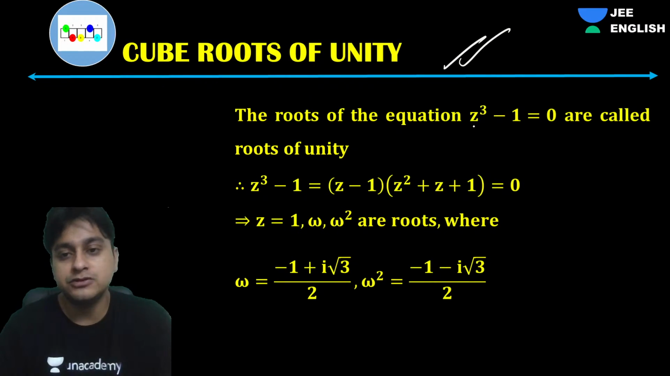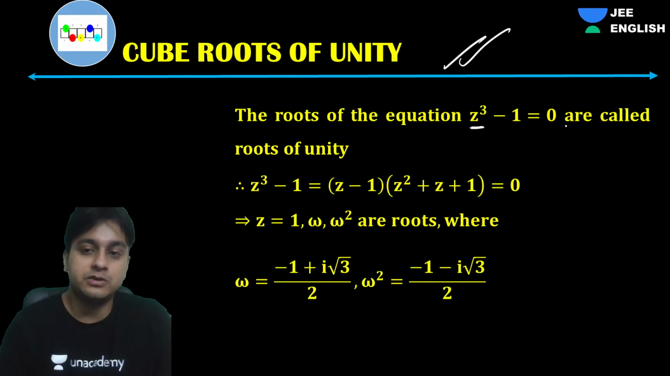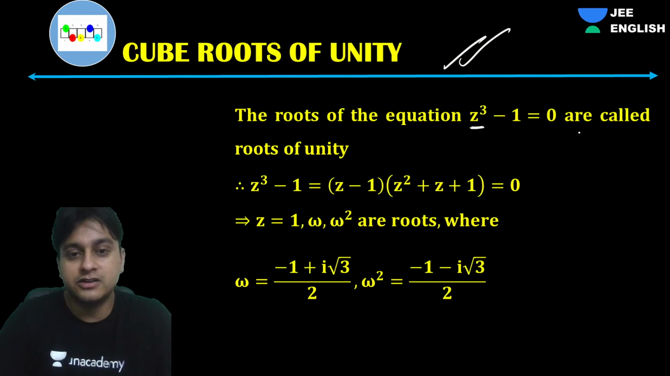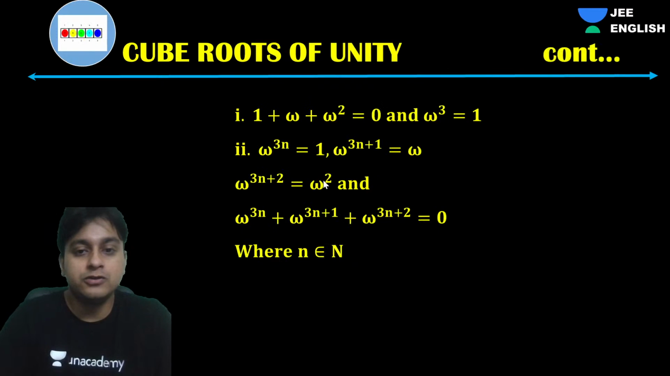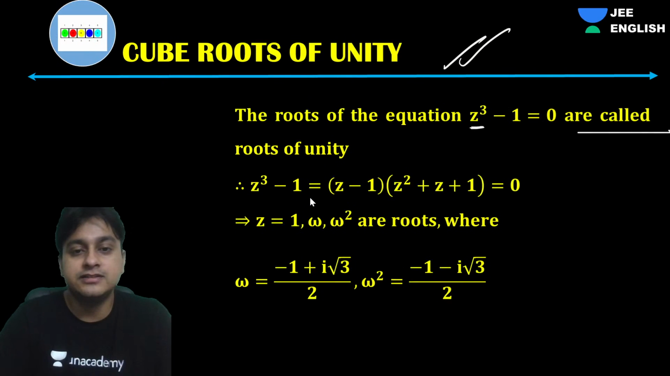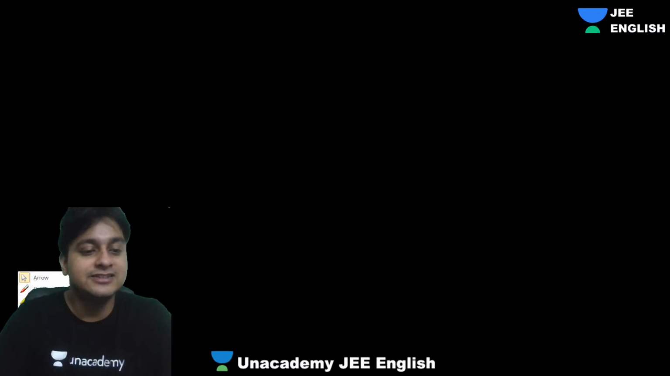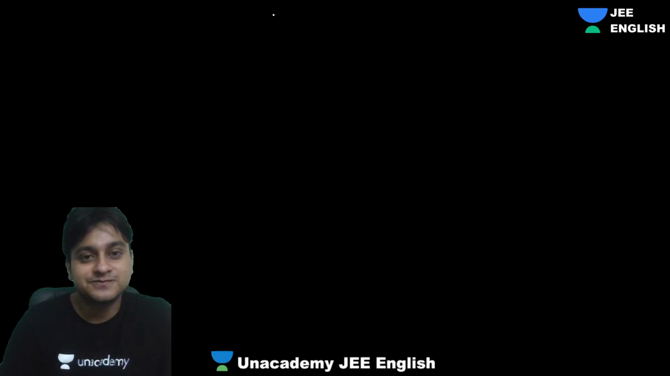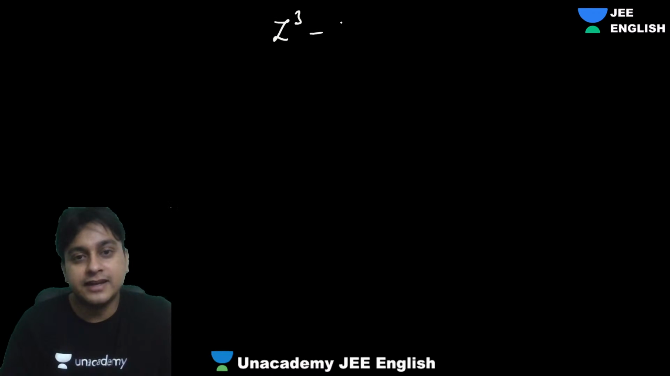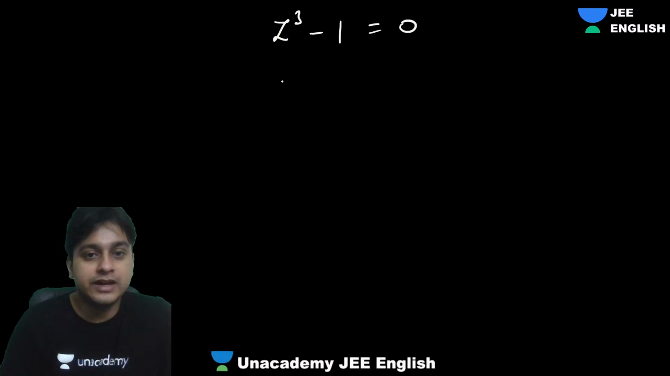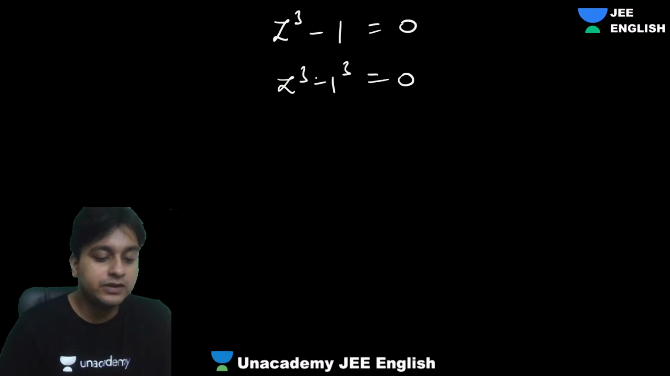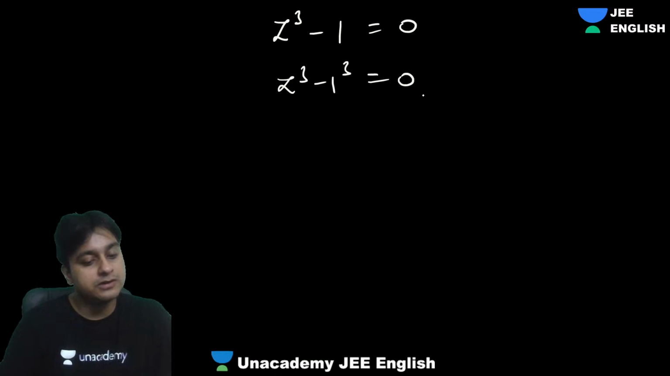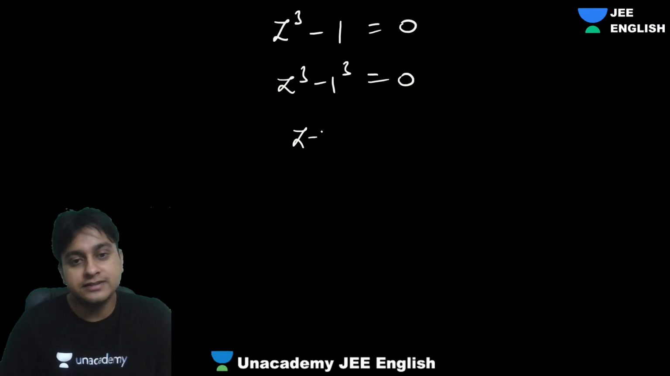Let's suppose you have z cube minus 1 equals 0, a cubic. Let's see how we can solve it. It is very easy. z cube minus 1 equals 0. Can I write it as z cube minus 1 cube equals 0? Yes. So we can also write it as a cube minus b cube equals 0. As soon as you factorize this, what do we get? (a minus b) into (a square plus b square plus ab).